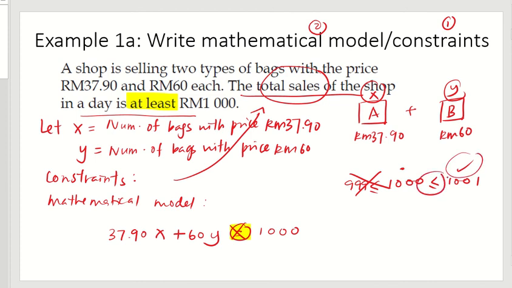So you have to use this symbol. So this is your 37.9s plus 60y. So you have to use this symbol. Okay, understand? So it's bigger or equal. Bigger or equal, at least. Okay, if you do this wrong, then semua salah. So this part is very important. The starting part. Okay, actually you already learned in Form 4, right? Okay or not?